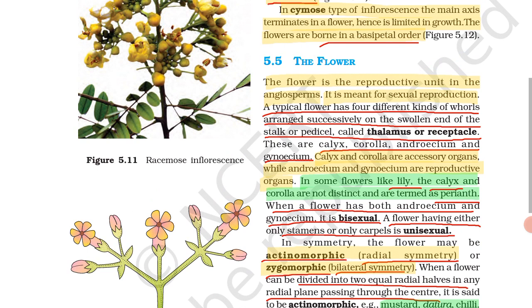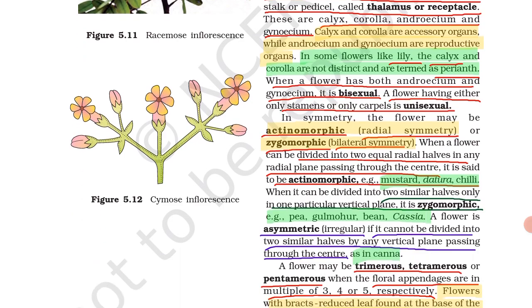When a flower has both androecium and gynoecium, it is called bisexual. A flower having either androecium or gynoecium, either stamen or carpel, is unisexual. It has kinds of symmetry: actinomorphic and zygomorphic. In actinomorphic there is radial symmetry, in zygomorphic there is bilateral symmetry. So let's learn about the symmetry. When the flower can be divided into two equal radial halves in any plane passing through the center, it is called actinomorphic. Examples of actinomorphic symmetry are mustard, datura and chili.